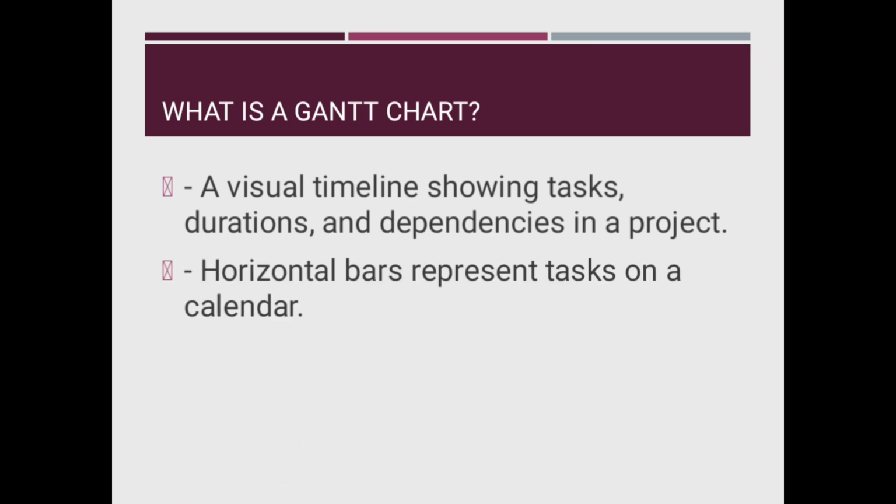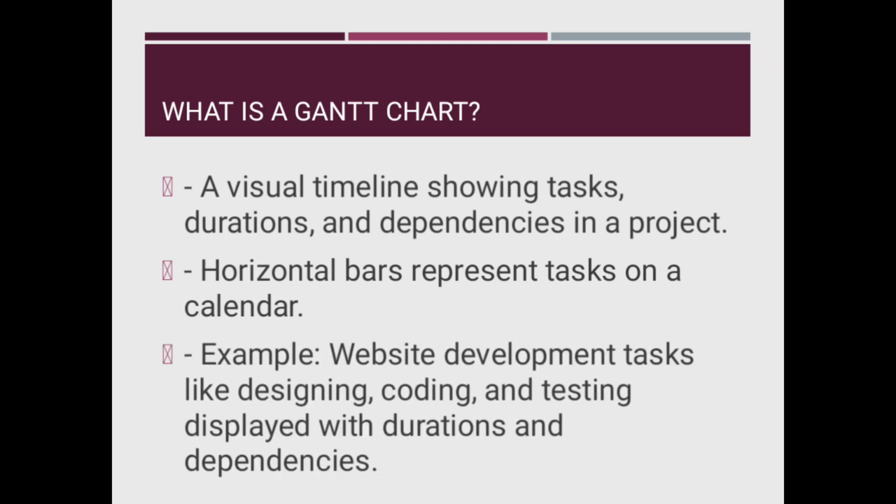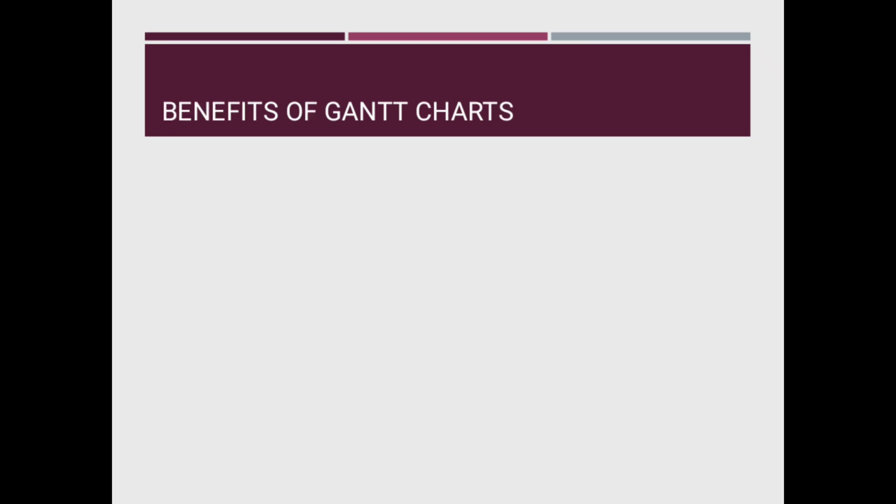It has got horizontal bars. These bars represent tasks on your calendar. For example, you are doing website development. On website development, you have got tasks like designing, so designing will be presented like a bar. Coding will be presented like a bar. Testing will be presented like a bar.